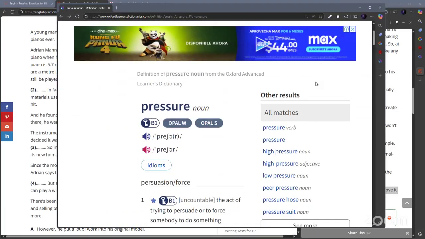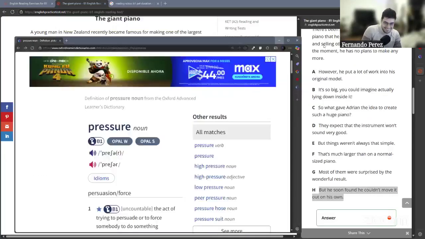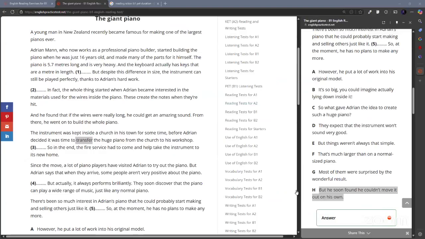So why did I choose this answer? Okay. How did you choose it? Pressure. Okay, letter H? Depression makes sense. Okay, number H. But somehow he couldn't move it in his piano from the church.